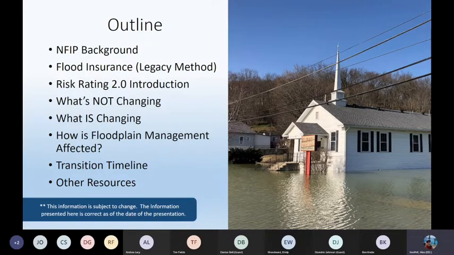All of this information is accurate as of today's presentation. I put that little box at the bottom for a reason, because things change. Everything that I'm talking about is accurate as of today. FEMA could come out tomorrow and announce they're going to delay it for 2 years. Things are subject to change, but everything I'm telling you is accurate as much as I can.